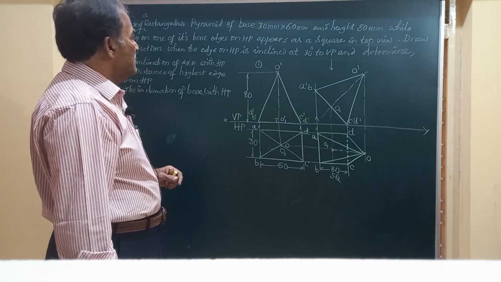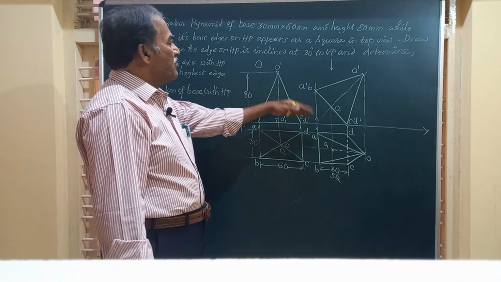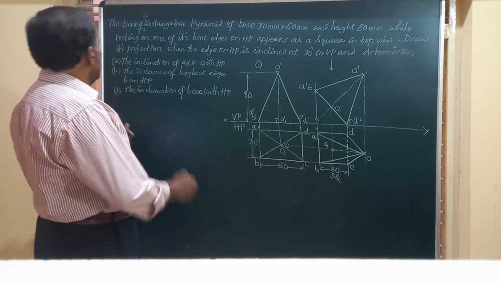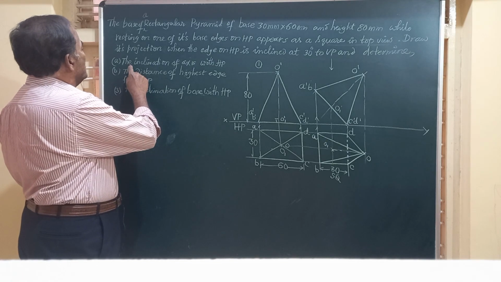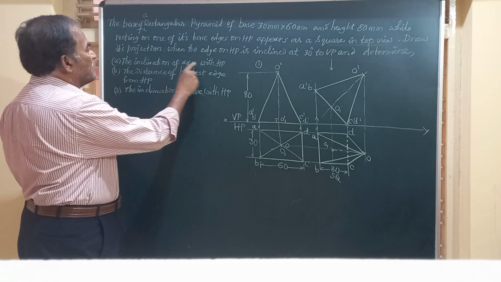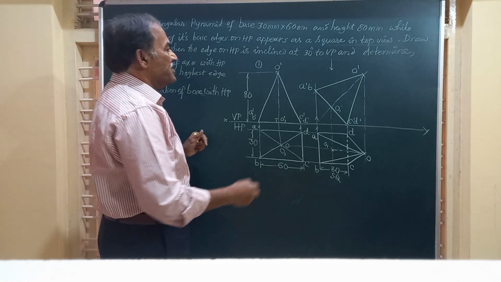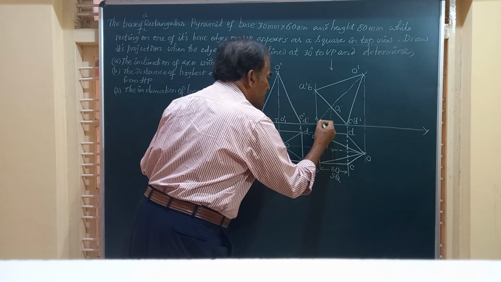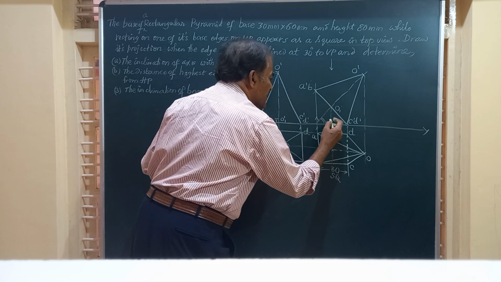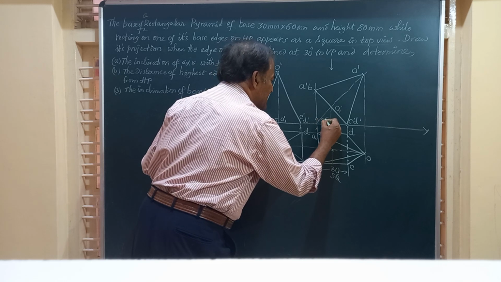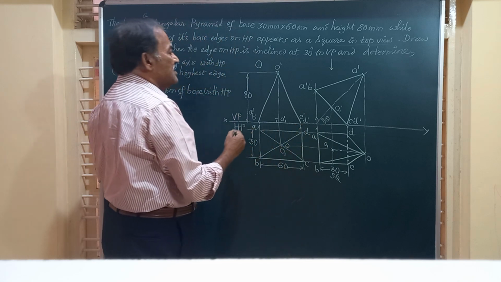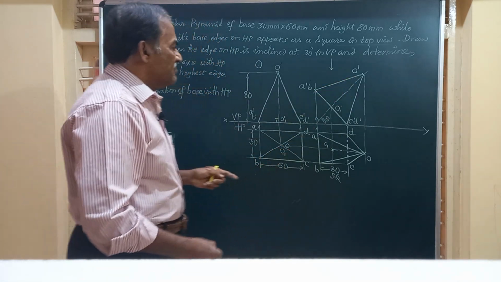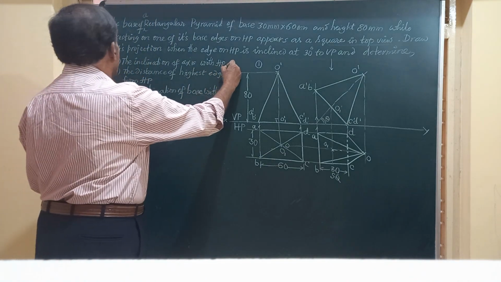Friends, let's see if it is possible to measure any of these parameters. It's been asked to determine the inclination of the axis with HP. O dash, O1 dash is the axis, and if you measure this angle, say this angle is theta, this is the inclination of the surface or inclination of the axis with the HP that can be measured.